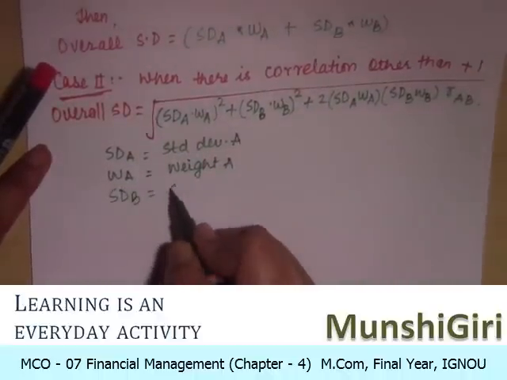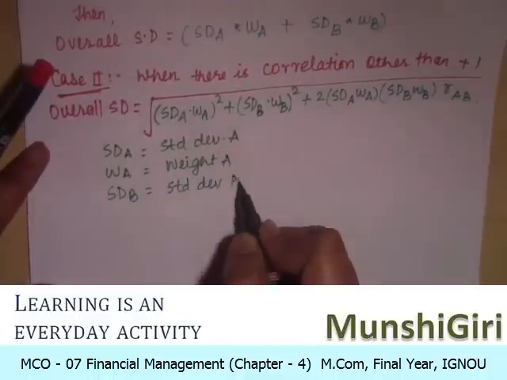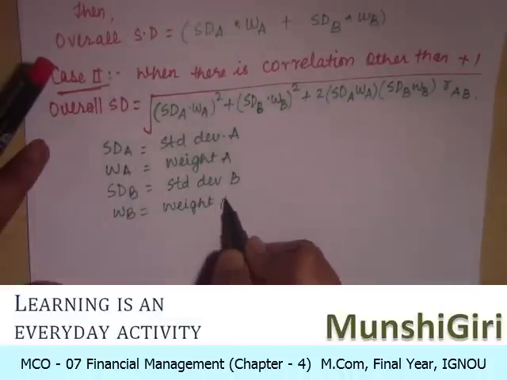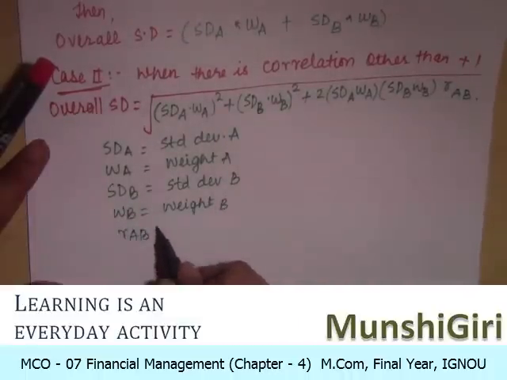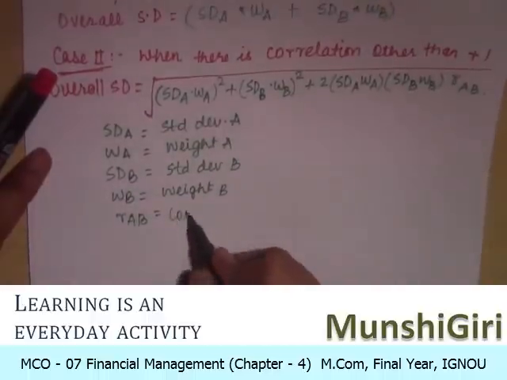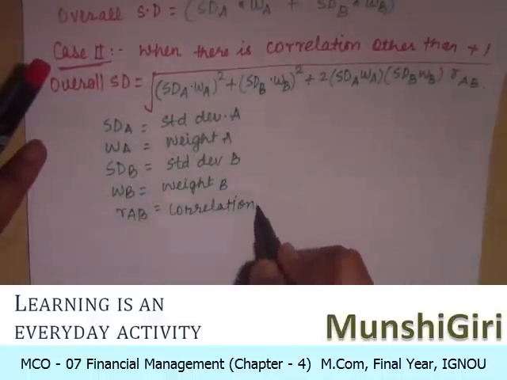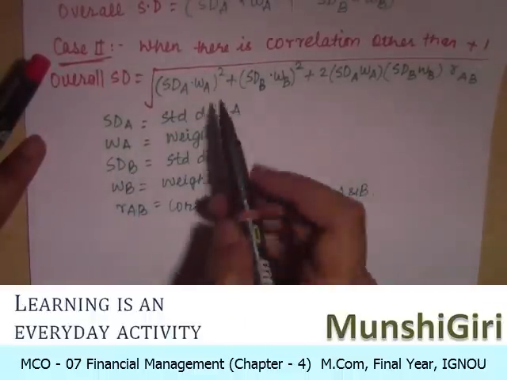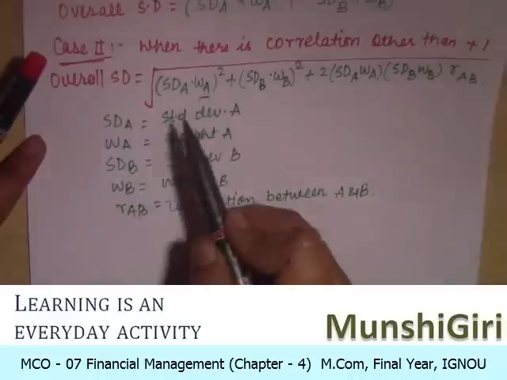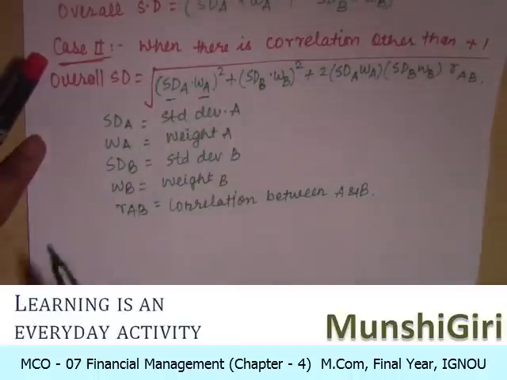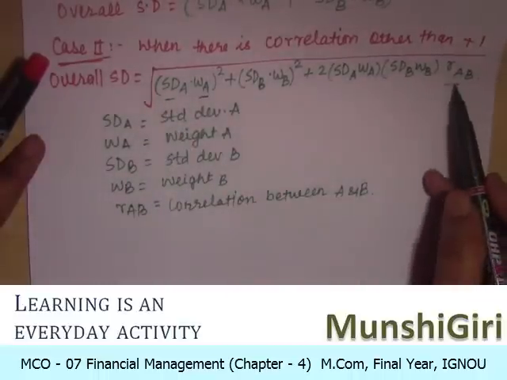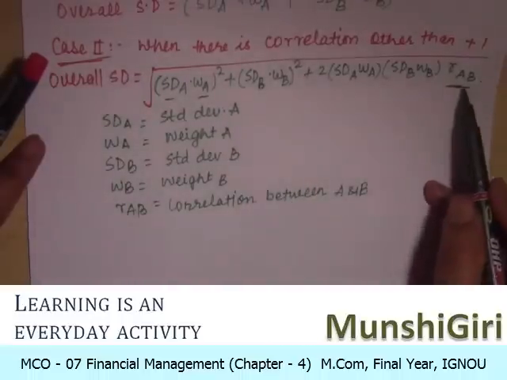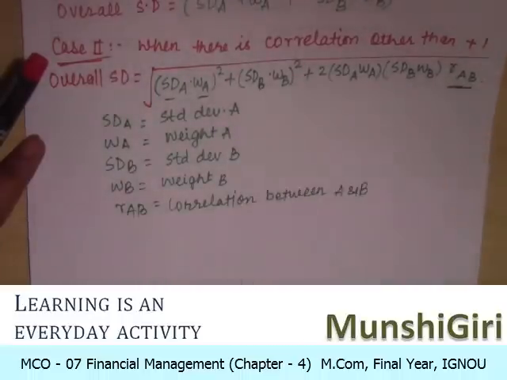SD of B is standard deviation of B. WB is weight of B. And RAB means correlation between A and B. Now this weight will be given in the question. We have learned to calculate standard deviation. Now the issue remains with the calculation of correlation. So first of all, we'll learn to calculate the correlation and then we'll go ahead with using this formula.